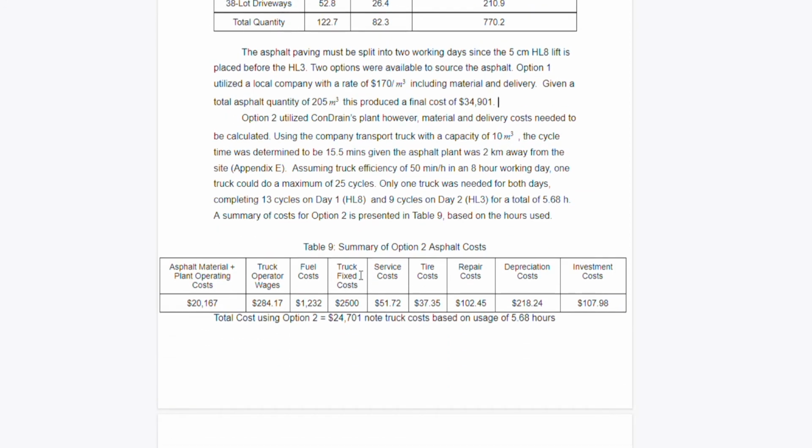Once we found the cycle time of our internal company truck in order to reach the batch plant, we found out we would need 2 days of operation with the truck. One lift would be completed on day 1 since the asphalt paver can only complete a 5 cm lift per day. The following HL3 lift would have to be placed the following day.